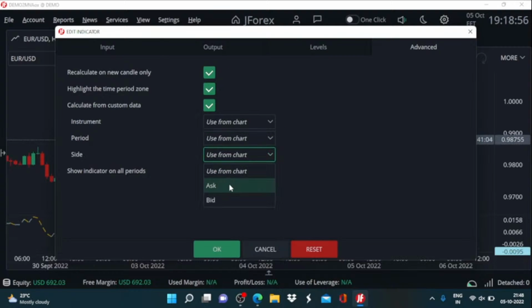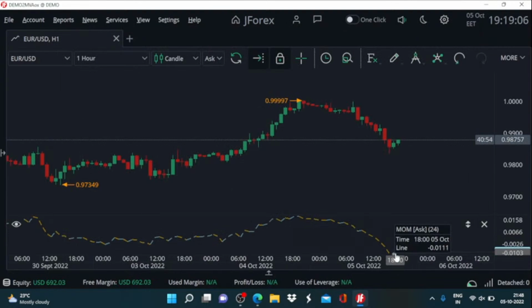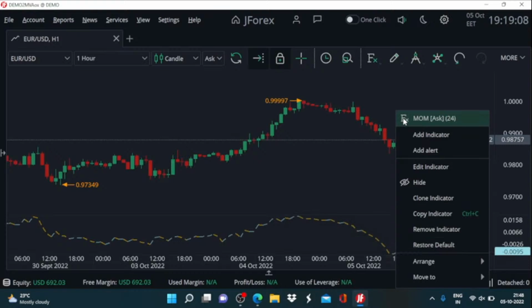Spread side can be ask or bid. We get these two options, and depending on the spread side, there will be a slight difference in the output value, but it won't be very significant, and it will always move in tandem unless there is a fluctuation in the spread of the underlying instrument itself.